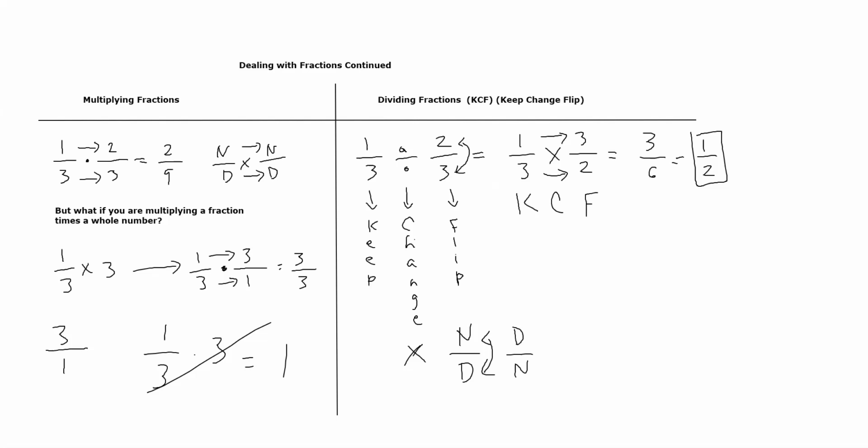And then now you can just multiply the numerator times the numerator, or 1 times the 3, which gives me 3. That's how I got this 3. And then the denominator times the denominator, 3 times 2, which gives me 6. And then I'm going to simplify, because 3 divided by 6, I can divide the top and the bottom by 3, right? 3 divided by 3 is 1, and 6 divided by 3 is 2, and I end up with 1/2, right?